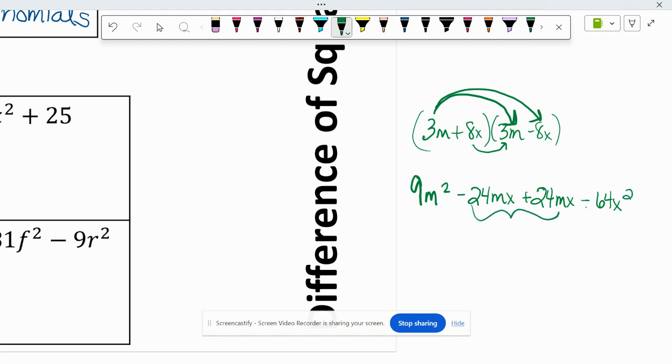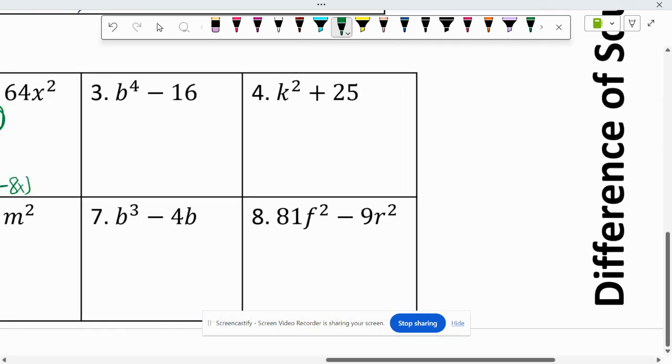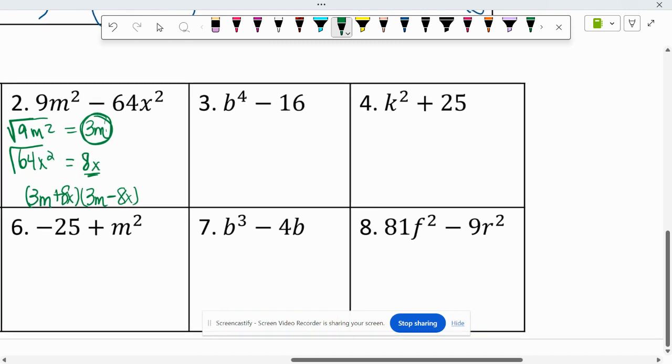What happens to these two terms in the middle? They cancel each other out. Yeah, that's why we have opposites. That's why one's joined with a plus and one's joined with a minus, okay? All right. This one is tricky.